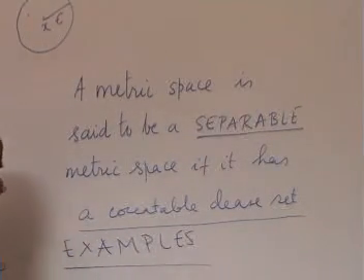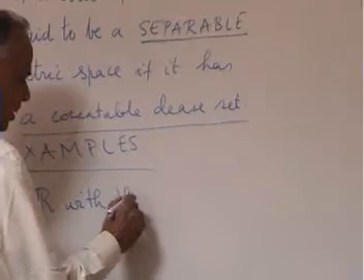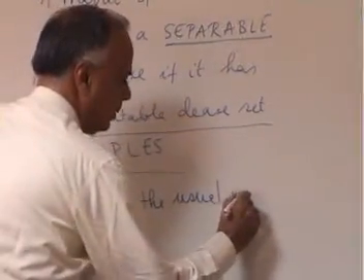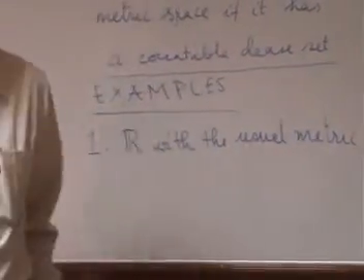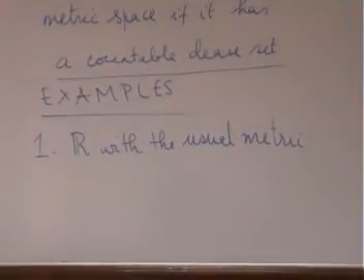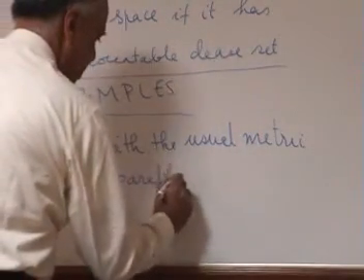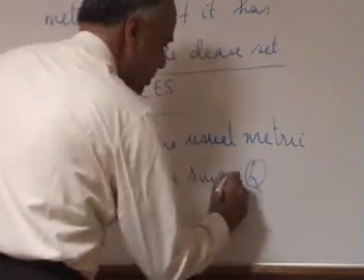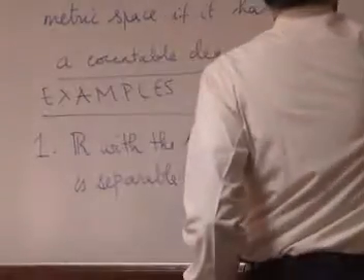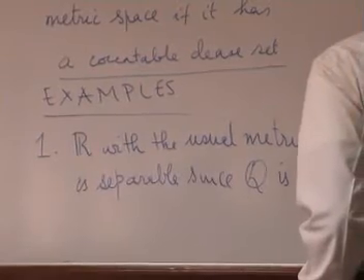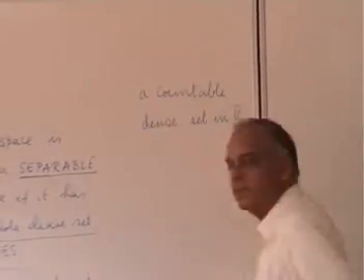Let us look at, first of all, R with the usual metric. From now on, R with the usual metric means d(x,y) equals the absolute value of x minus y. This is separable, since the rational numbers are dense and also countably infinite, so it is a countable dense set. So that is the first example, the real line.